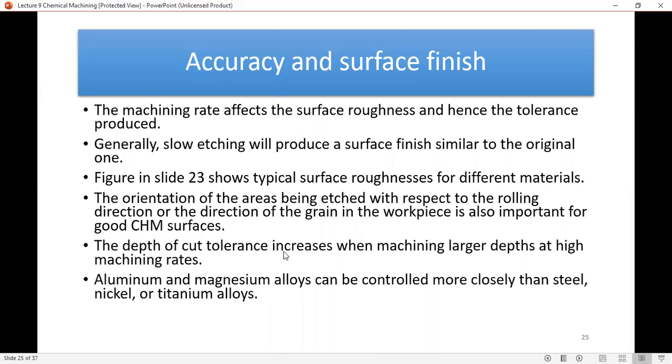The depth of cut tolerance increases as the machining depth increases. Basically, the depth of cut tolerance increases when machining to a larger depth at a higher machining rate. So if you do it at a higher machining rate, as you go deeper, the tolerance becomes bigger. It's harder for you to control the accuracy if you go deeper. Aluminium and magnesium alloy can be controlled more closely than steel, nickel, and titanium alloy.